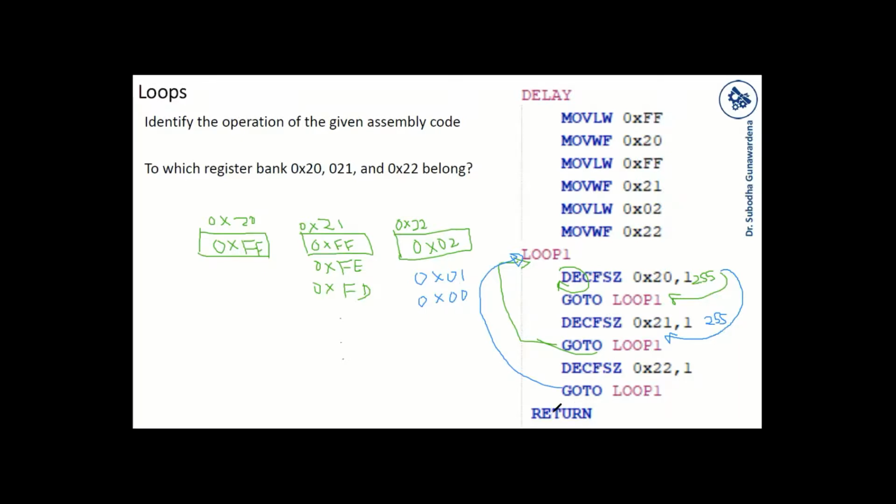So once it hits return, it will go to the place where it came from, right? So this thing will run twice. So this whole thing will loop for 255 into 255 into 2 times, right? Now this is our delay function. Now how is this being used? I will explain in the next slide, right?